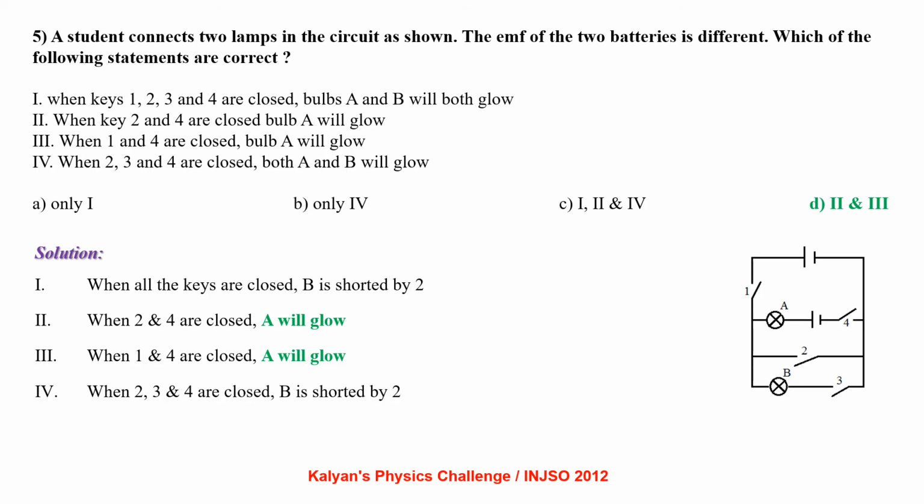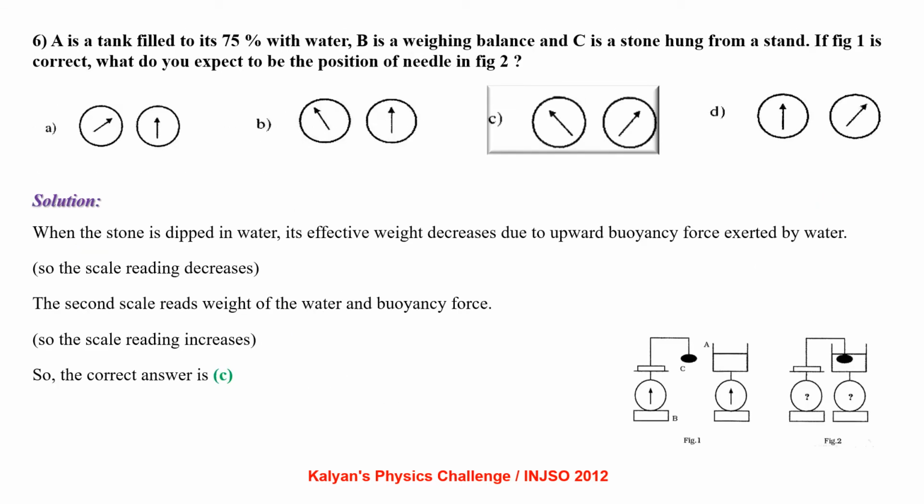A is a tank filled to its 75% with water. B is a weighing balance and C is a stone hung from a stand. If figure 1 is correct, what do you expect to be the position of the needle in figure 2?